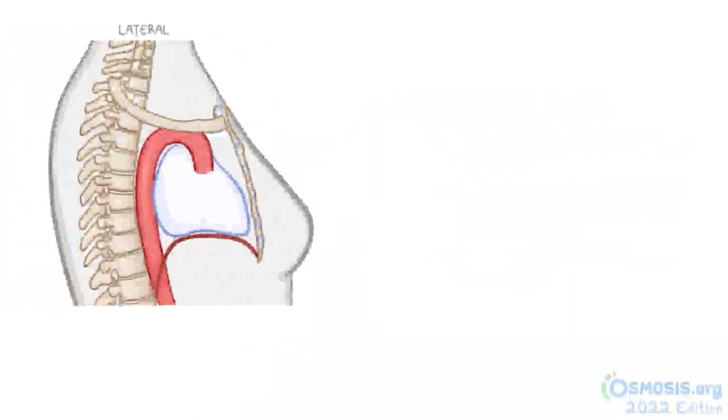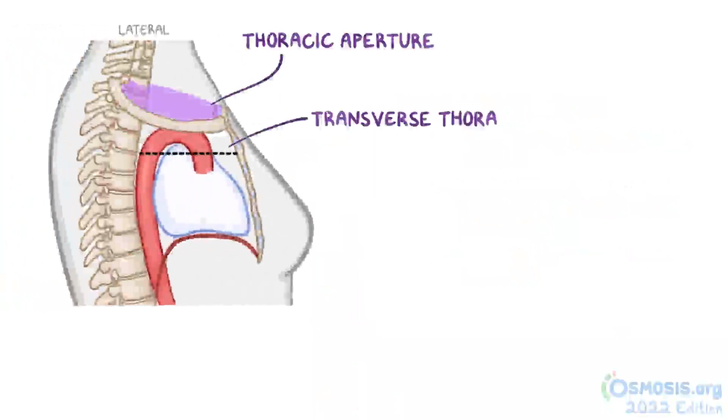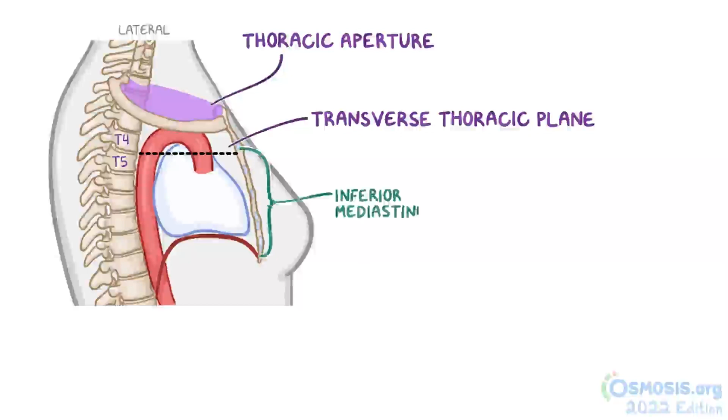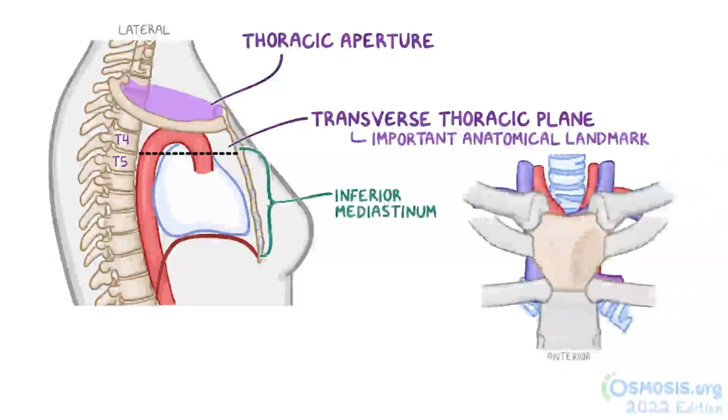The superior part is bounded superiorly by the thoracic aperture, and extends inferiorly to the transverse thoracic plane, which is a horizontal plane that extends from the sternal angle anteriorly and the junction of T4 and T5 posteriorly. The transverse thoracic plane separates the superior mediastinum from the inferior mediastinum and is also an important anatomical landmark representing the bifurcation of the trachea and the beginning and end of the arch of the aorta.